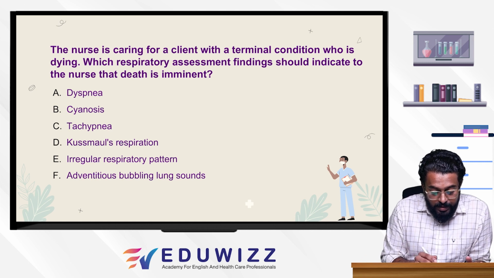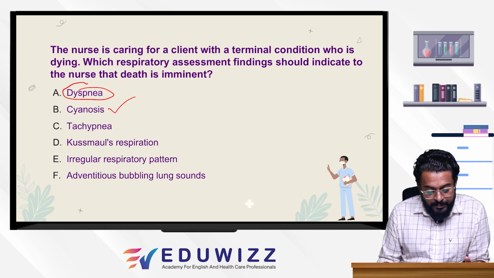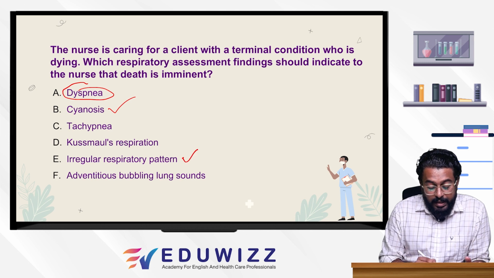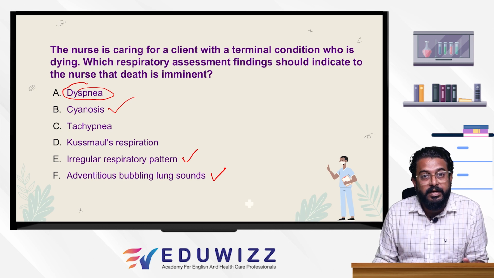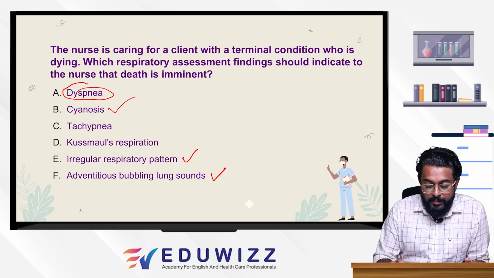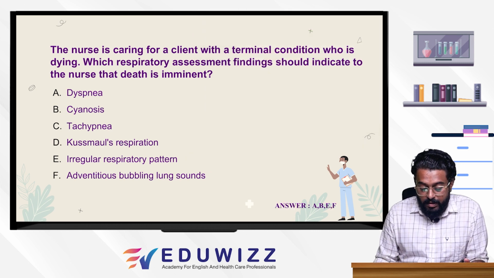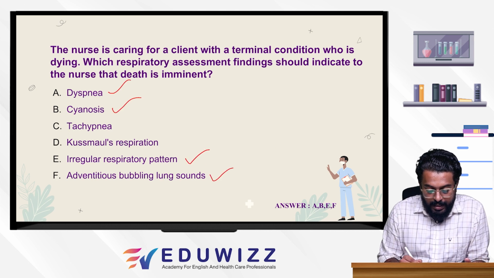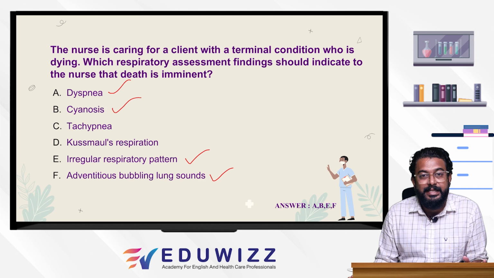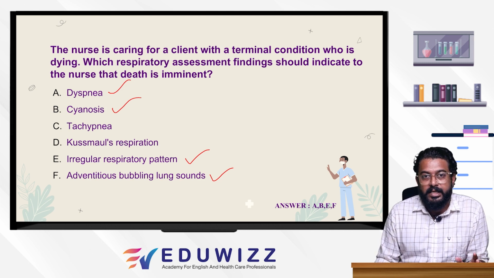Option A, dyspnea, is one of the initial problems. Option B, cyanosis, occurs because of lack of oxygen supply. E, irregular respiratory pattern. And F, finally, adventitious bubbling lung sounds, which means pulmonary edema, which is a life-threatening condition. Okay, so let's see which one is the correct answer. Options are A, B, E, and F. So these are the serious or complicated respiratory findings which indicate it's life-threatening.